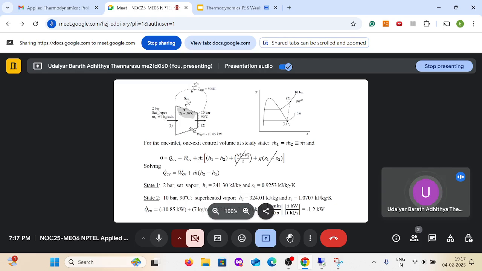So your inlet is at 2 bar and saturated vapor and 7 kg per minute, and it's coming out at 10 bar and 90 degrees Celsius, and your boundary temperature is 50 degrees Celsius. Initially you are applying it just to that boundary, so your boundary is at 50 degrees Celsius. Now you are taking in some of the surroundings, so that reservoir temperature is now at 27 degrees Celsius. That's the difference between the B part and C part.